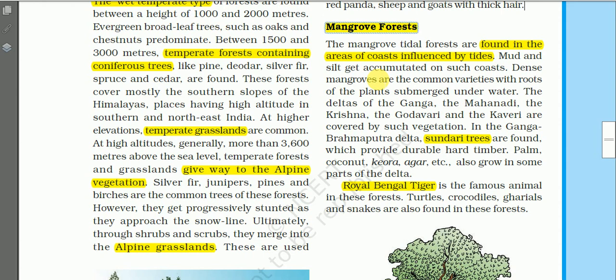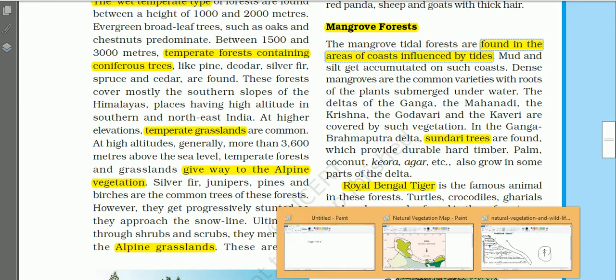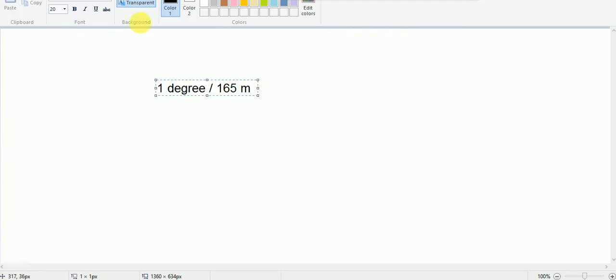Mangrove forests, also known as tidal forests, are found in coastal areas, in the areas influenced by tide. Tide, you know, tide means periodic rise and fall in the sea level. Okay, see here.